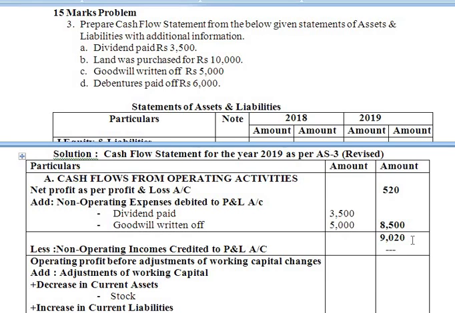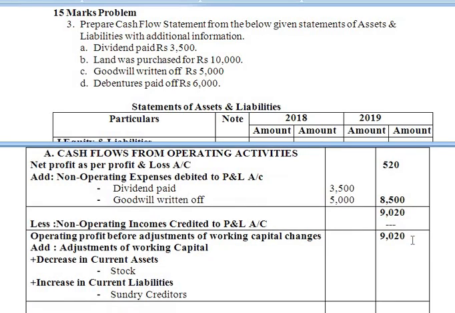Okay, same 9,020 rupees. The calculations are similar to funds from operation and calculation of cash from operations. So here a little change has been done. Now next, what? Adjustment of working capital. Adjustment of working capital is nothing but the increase or decrease in the amount of current assets and current liabilities. That effect we have to find out here.